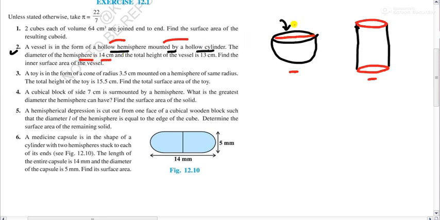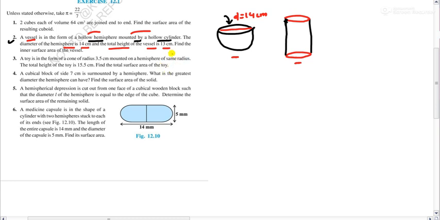So diameter here D is 14 centimeter. Okay. Now the total height of vessel is 13 centimeter. So they have given the total height of the vessel which is formed. I am going to draw that figure, but first complete the question. Find the inner surface area of the vessel. Okay. So see, the total height is 13.